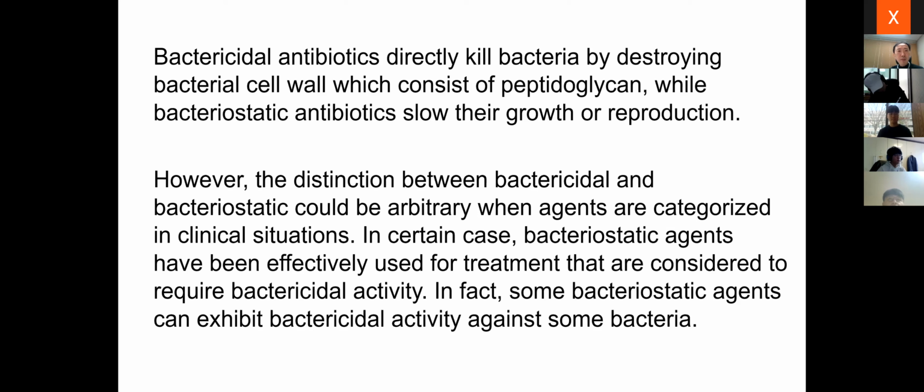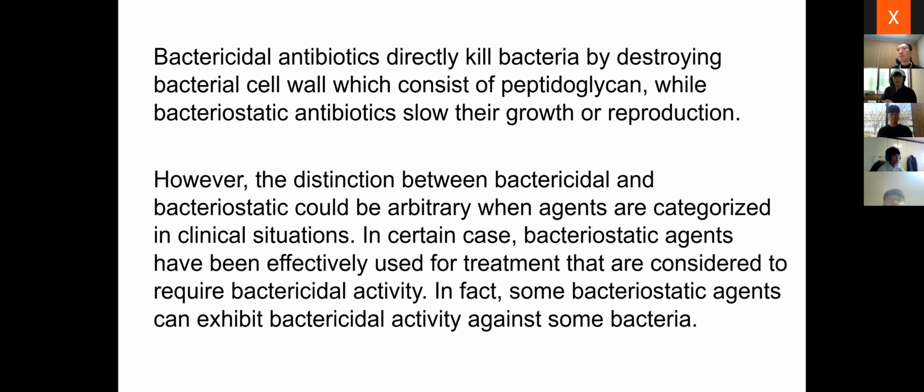Just don't let them grow fast enough. That's the bacteriostatic approach. So there are 2 arguments about which method is better. But so far, it seems like the chance of getting antibiotic resistance comes from bactericidal drugs rather than bacteriostatic drugs. Okay.